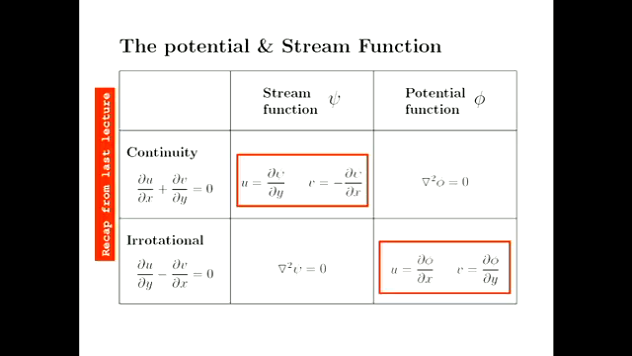So we can define U and V in terms of any velocity field that has a U and a V. We can define it in terms of the stream function, or we can define it in terms of the potential function.